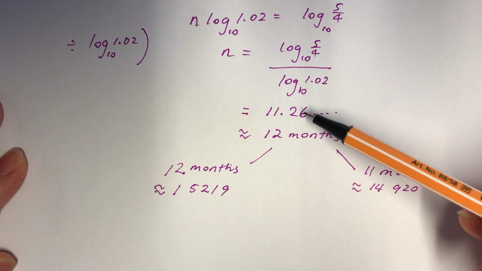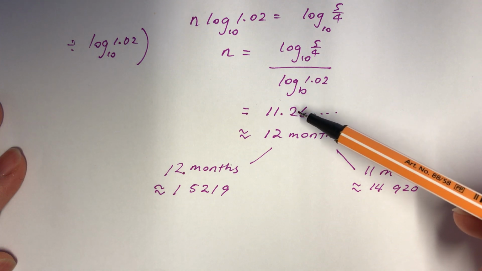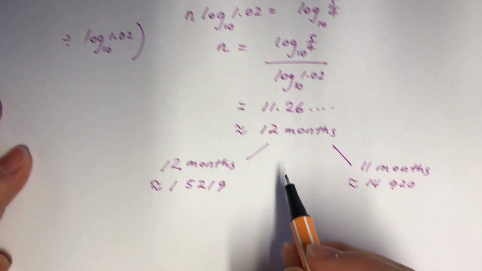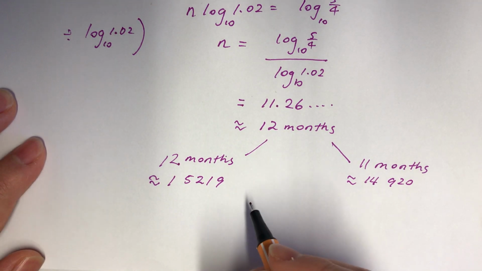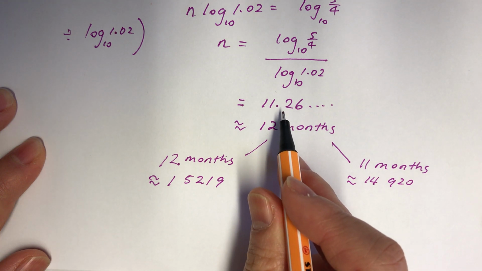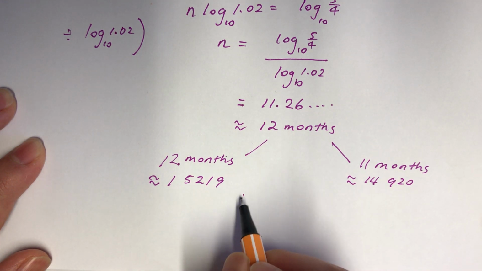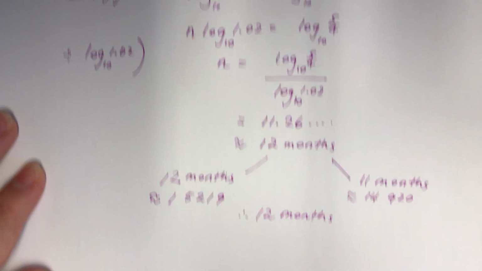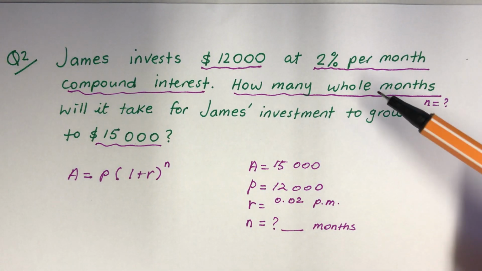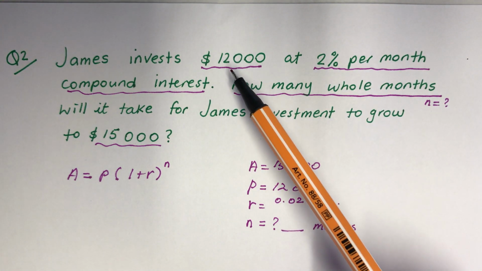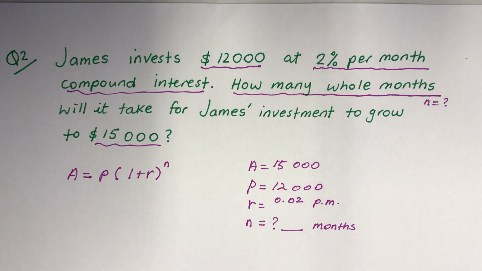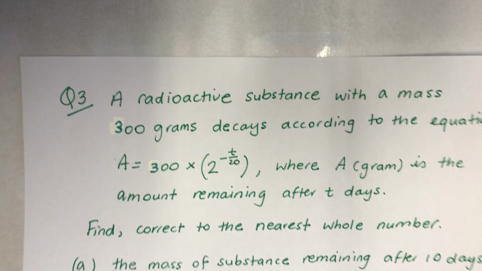So it's not really rounding up as like 5 or more than 5. Okay, so it's 12 months. Hopefully you understand this part. So it's important you check. Okay, so don't just go automatically at 11 months. It's 12 months. Therefore, it will take James 12 months for his investment to grow from 12,000 to 15,000. So 1 year. It'll take him 1 year. Okay, not 11 months. Okay, next question.